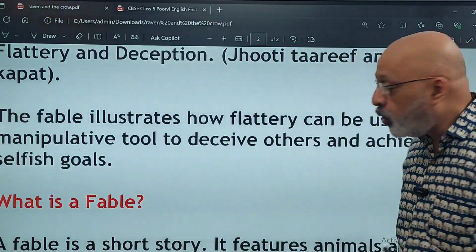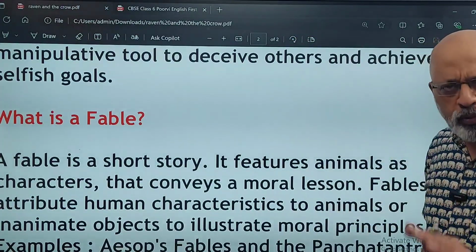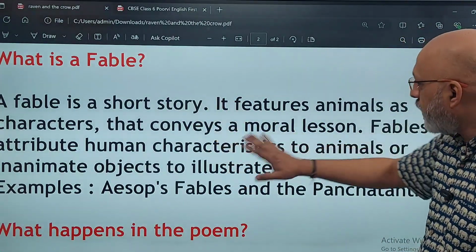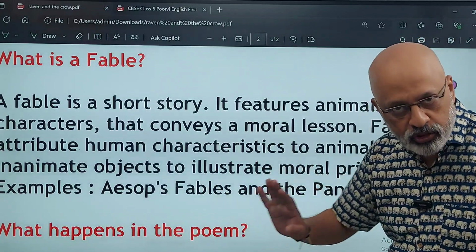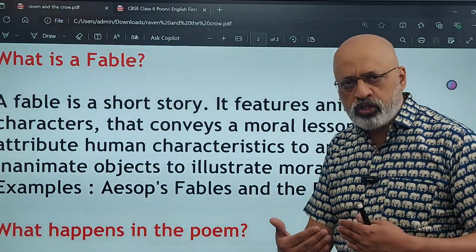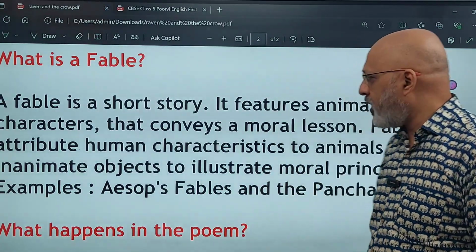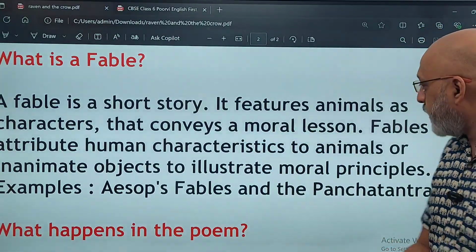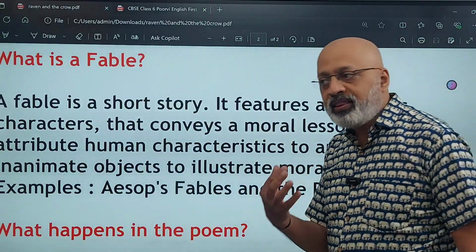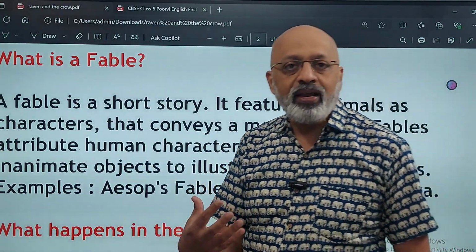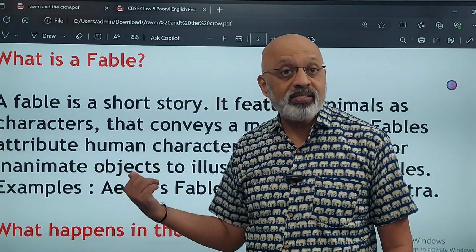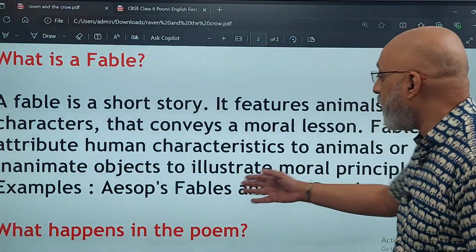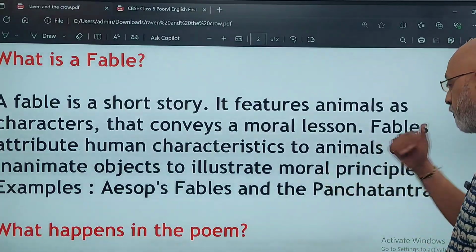What is a fable? I hope you know what is a fable. I talked about it briefly in the first one. This is the definition. A fable is a short story. It features animals as characters usually, but sometimes you have humans also, but many times animals also are characters, and it conveys a moral lesson. Like इसमें moral lesson आपको अभी तक पता चल गया होगा. So fables में क्या होता है कि they make the birds and the animals behave like human beings. That's what is the case here also, right? So Panchatantra, Aesop fables are examples of very popular fables.